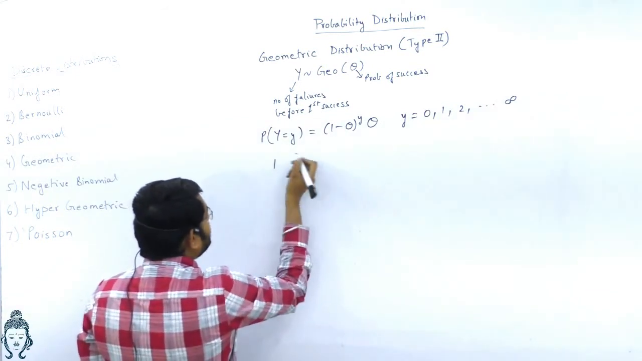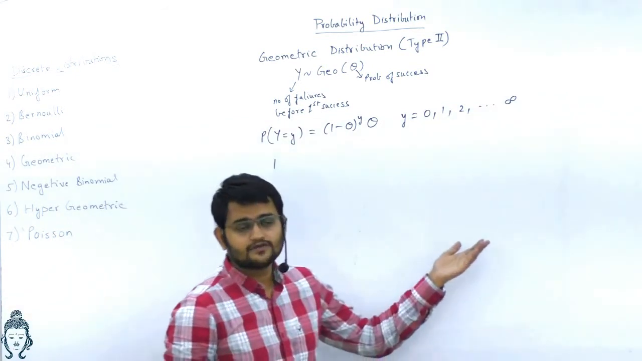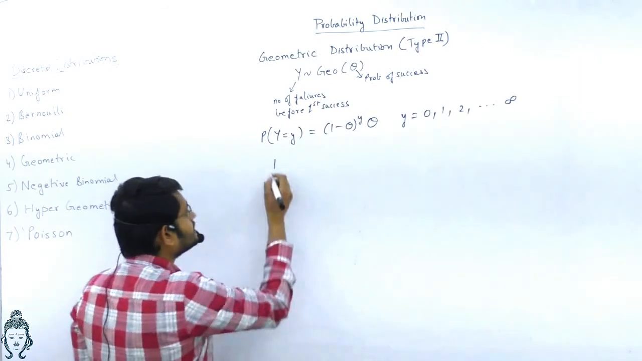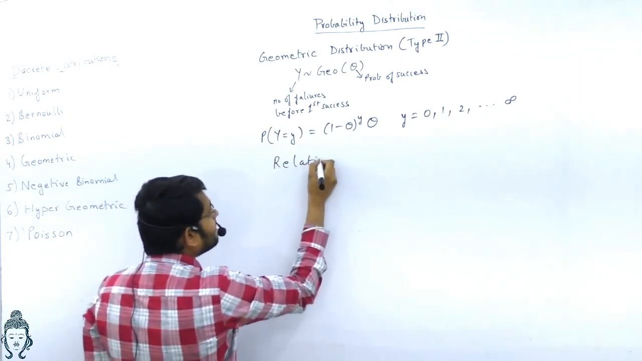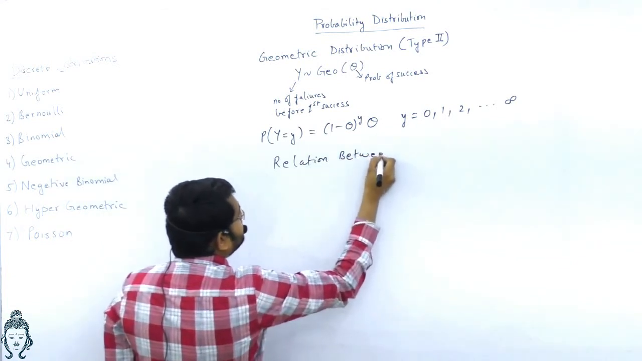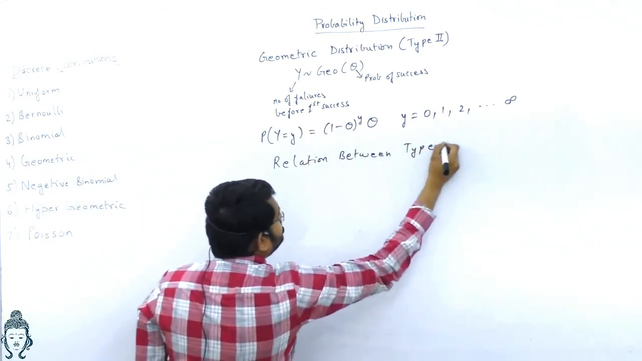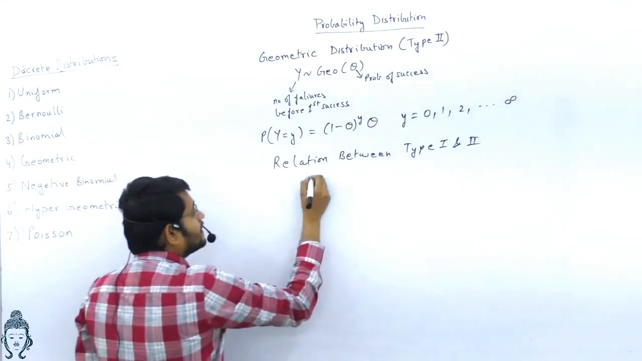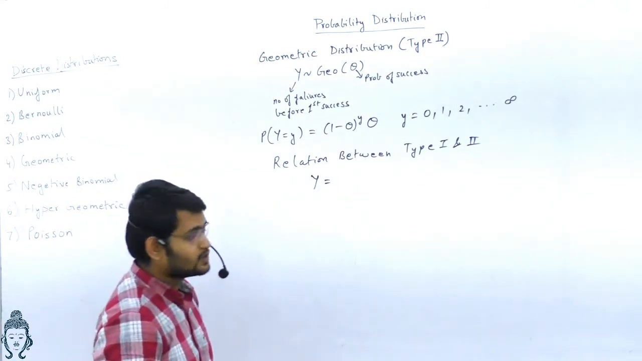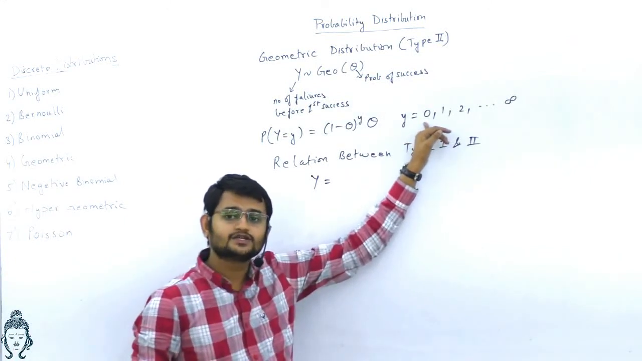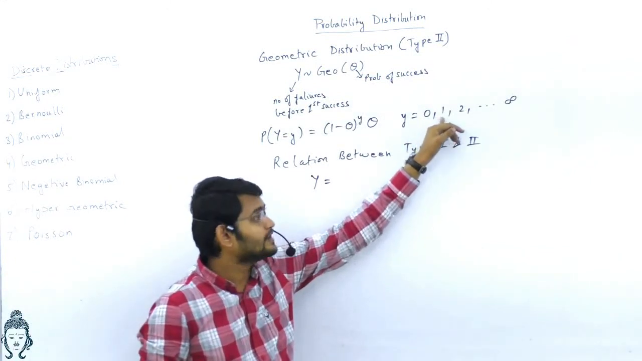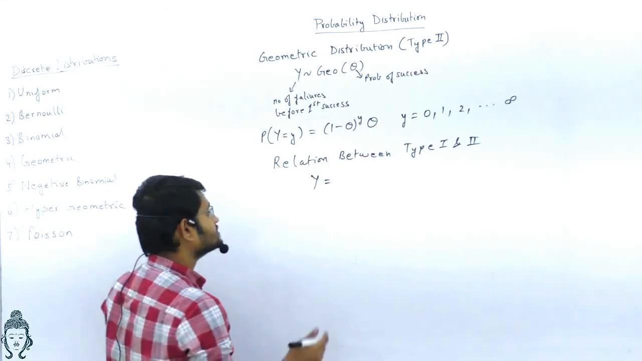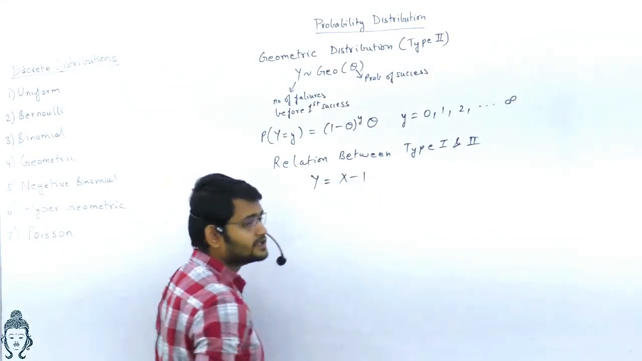Now let's find the expected value. We can use a similar method to the one we used to find the expected value in type 1, but here we'll see a different way. We'll find a relation between type 1 and type 2. We know our y from type 2: when it was 0, our x in type 1 was 1. When y was 1, we had x as 2. When y was 2, we had x as 3. So I can say y is equal to x minus 1.